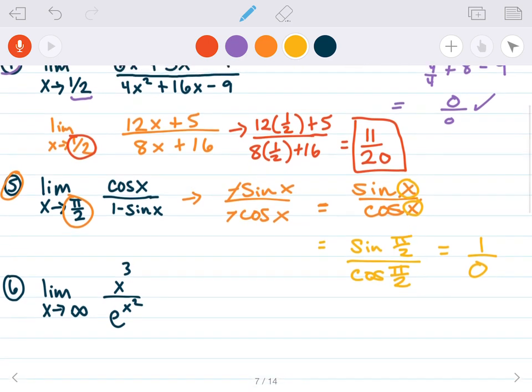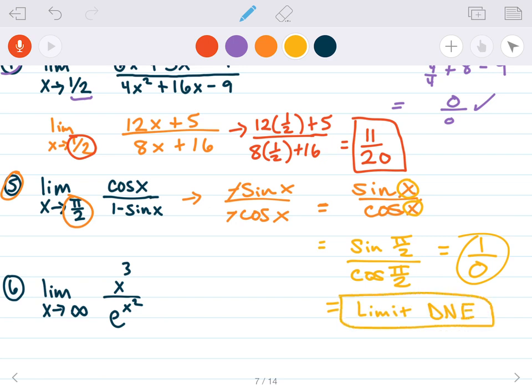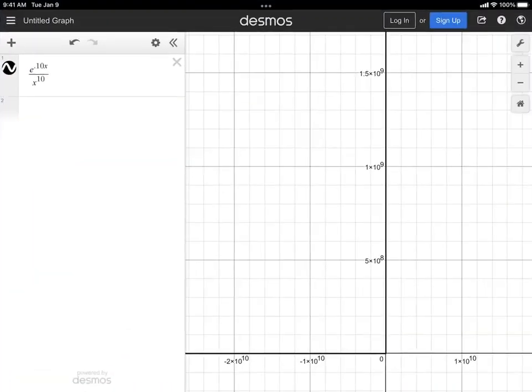And so what I'm gathering here, since there's nothing else to do and we have 0 in the denominator, we can say that the limit does not exist because we have that undefined denominator. Now, let's go ahead and look at this on Desmos just to prove to ourselves that, yeah, this limit doesn't exist. So let's go ahead and punch this in Desmos.